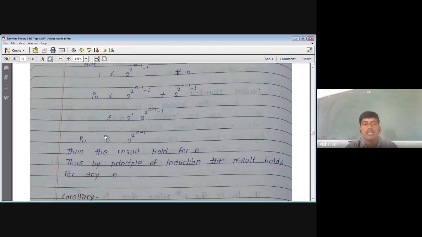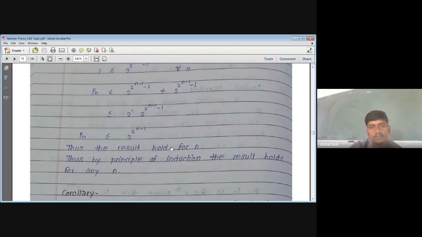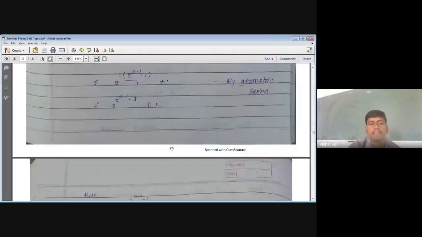And from this, the result is true for the integer n. Therefore, by the principle of mathematical induction, as the result holds for all the integers n, the result holds for any integer n. Okay.